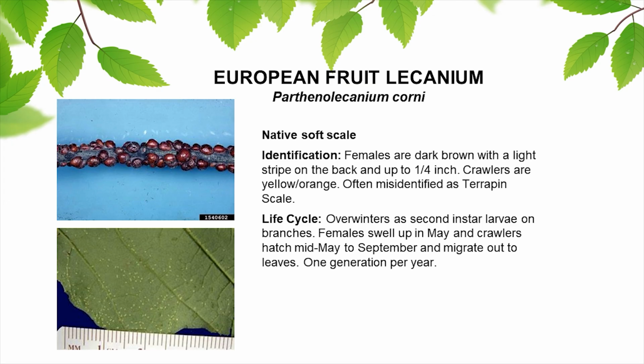European Fruit Lecanium overwinter as second instar crawlers on the branches of the host tree. They mate in early spring. Females swell up and lay around 1,000 eggs. In May to July, crawlers hatch and move to the leaves. August through September, they migrate back to the twigs or branches where they will overwinter. They have one generation per year.